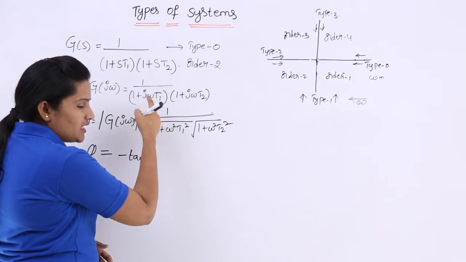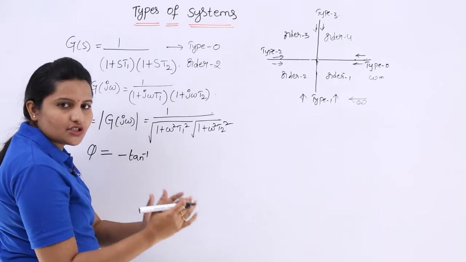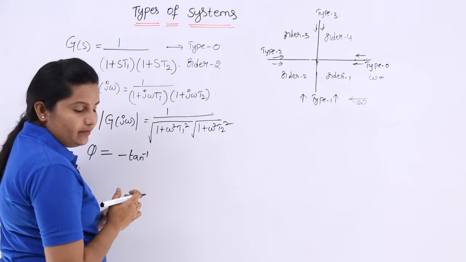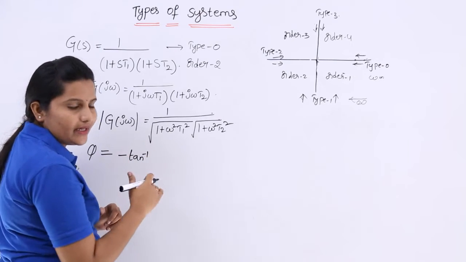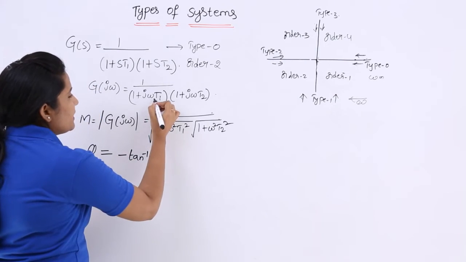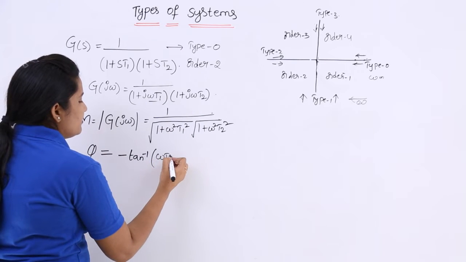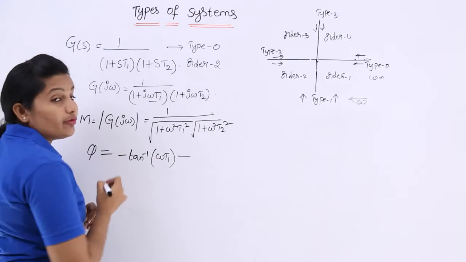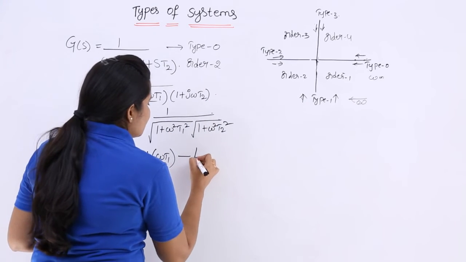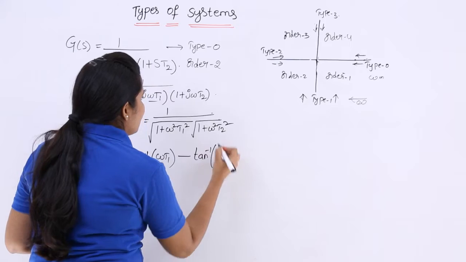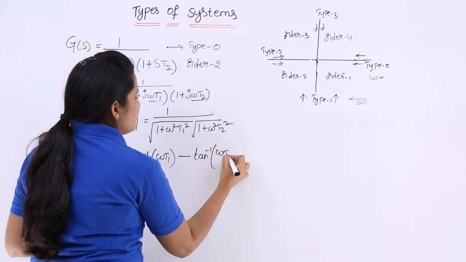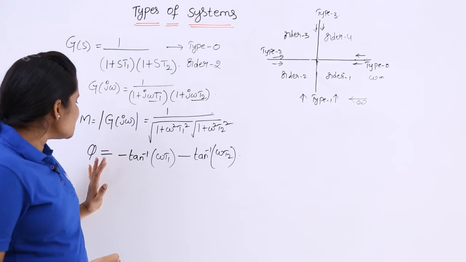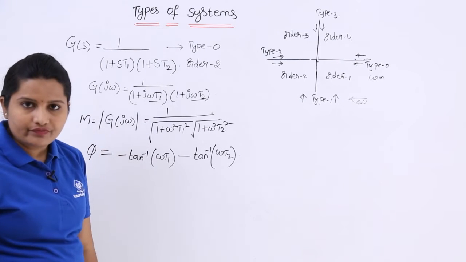For the A plus jB form, the phase angle is tan inverse B by A. So, minus tan inverse omega T1 for this term, and for the term 1 by 1 plus j omega T2, the phase angle is again minus tan inverse omega T2 by 1. I am not going to consider the denominator one. So, this is the phase angle and this is the magnitude.